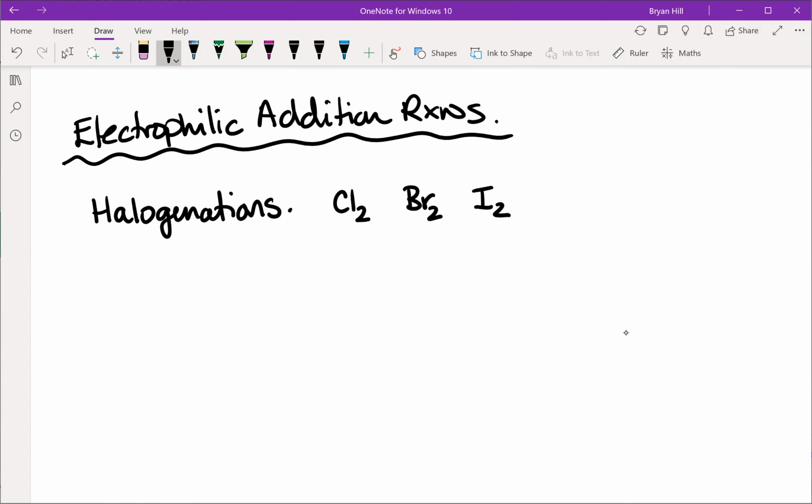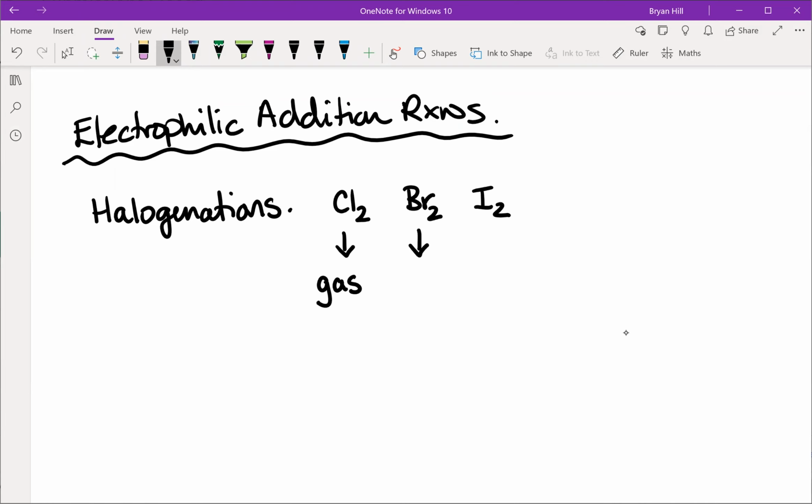So when we look at these compounds or these molecules, chlorine is a gas. So manipulating a gas isn't particularly practical. It can be quite dangerous. And you don't want to be breathing in a lot of chlorine. It's deadly. So there isn't much utility for chlorine in this reaction.